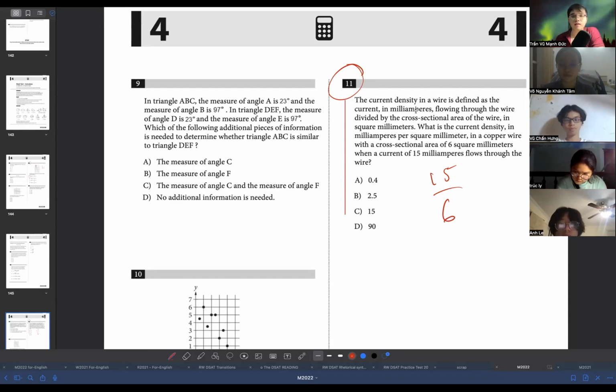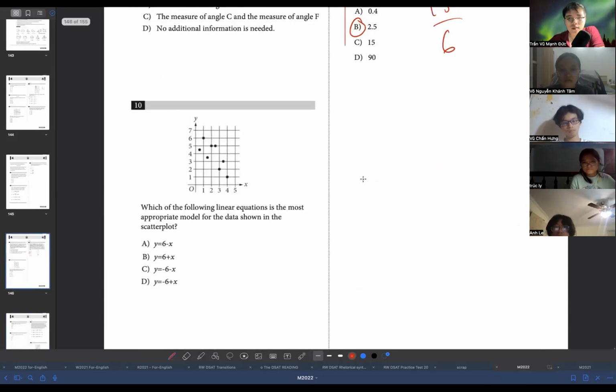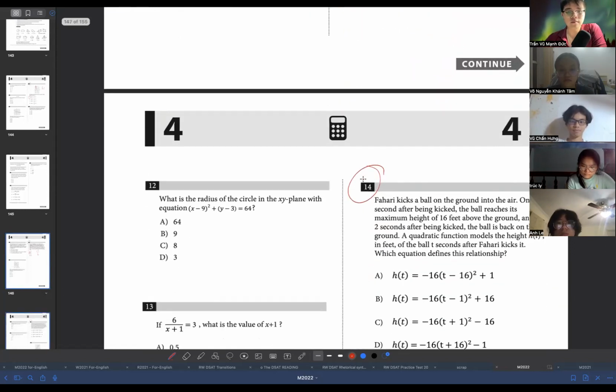Exactly. So the key here is this line. The density is the current divided by the cross-sectional area of the wire. So it's 15 divided by 6. It gives B, 2.5. Very good. Sometimes on the SAT, the long prompt is not always wrong. Also, if you read from the bottom up and still don't find anything, it most likely is going to be the top, because there's nowhere else to find the keys other than the prompt. Next one is 14.